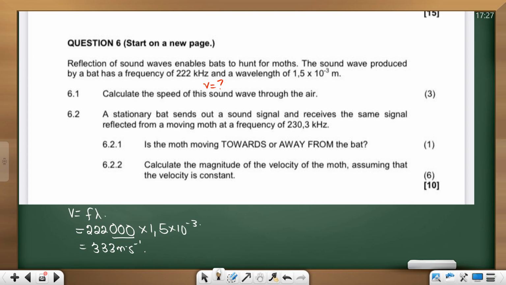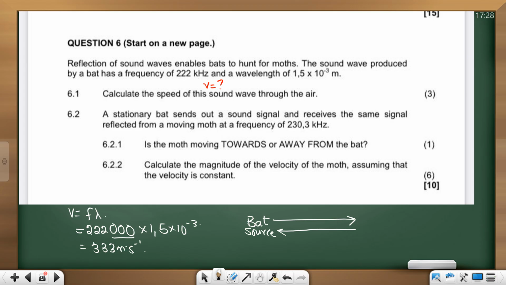Done. Now, very important, please read. A stationary bat sends out sound signals and receives. This is very confusing. You can see 6 marks here. The bat is stationary, right? So the bat becomes the source. It sends out waves and receives the same signal. So the bat is serving as the source and the listener.